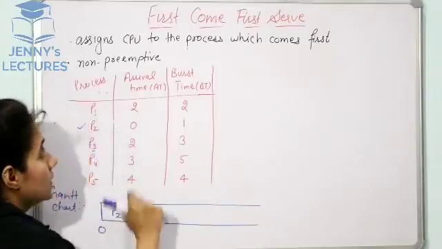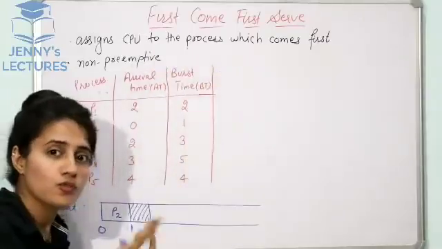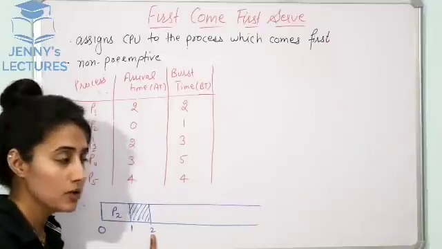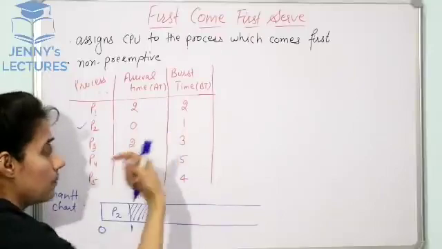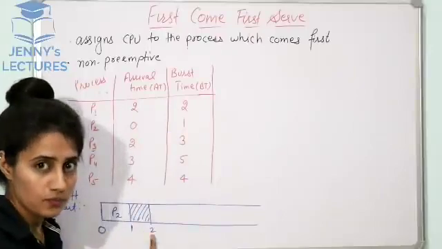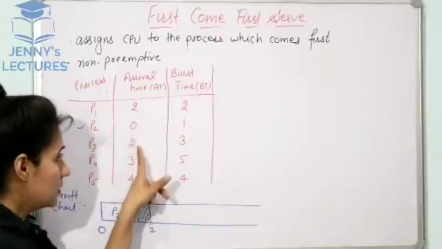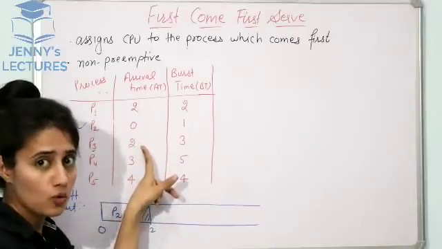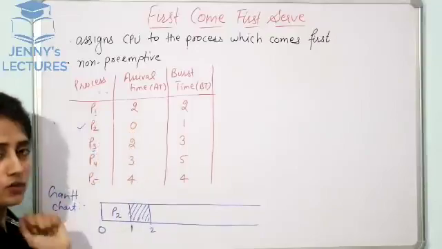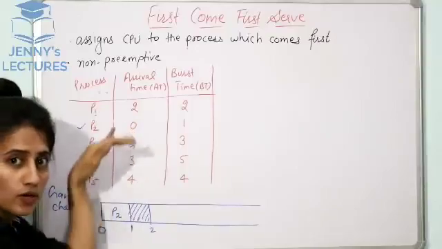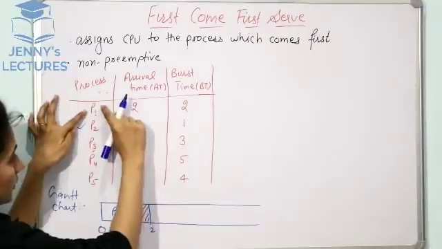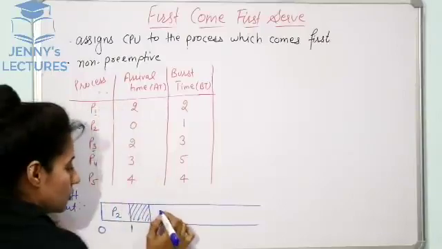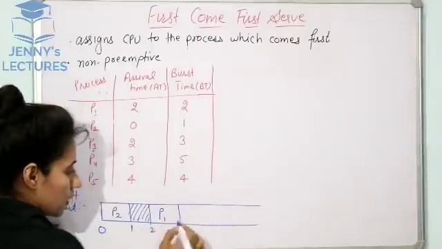But the rule is that it assigns the CPU to the process which comes first. Now you have to check which process came first, but we cannot say anything because the arrival time of both processes is 2 and 2, the same. If the arrival time is the same, then you go with the order of writing of these processes. How have they been written? See, P1 has been written before P3. So we will take P1 first. So P1 would be allocated the CPU.